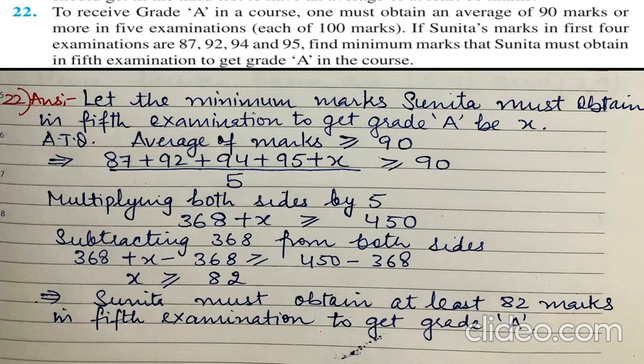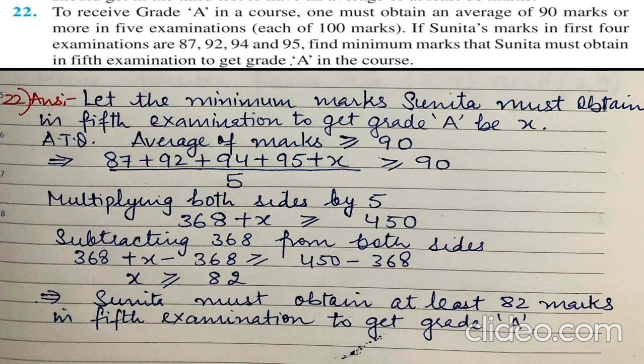Now the next question says, to receive grade A in a course, one must obtain an average of 90 marks or more in 5 examinations, each of 100 marks. If Sunita's marks in first 4 examinations are 87, 92, 94 and 95, find minimum marks that Sunita must obtain in 5th examination to get grade A in the course.